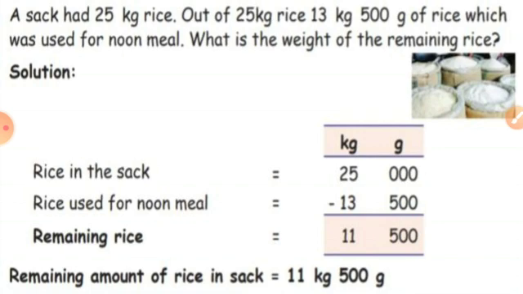Next to see, rice in the sack. How much is it? In the sum they told it is 25 kilogram. So in kilograms place you have to write 25. Then what about gram? You don't have anything in that place, right? So simply mention that with zeros. So you have to write here 0 0 0, 3 zeros. Next to see, rice used for noon meal. How much is it? 13 kilogram 500 gram, right? So in kilograms place you have to write 13 and in grams place you have to write 500.